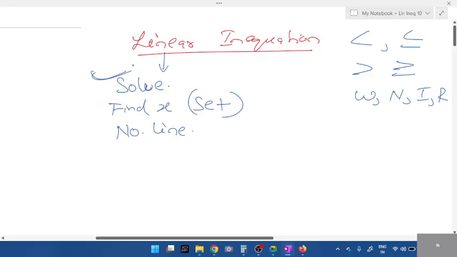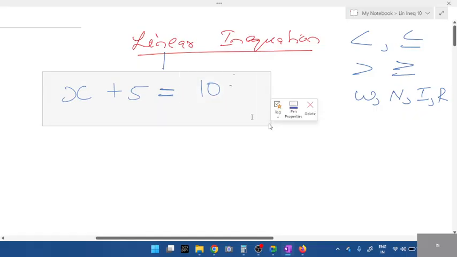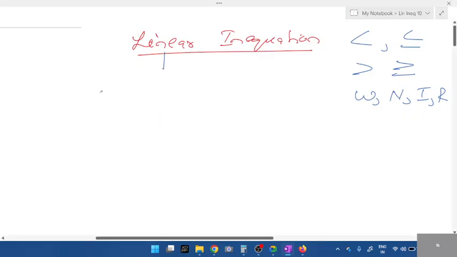The first thing is solve. How to solve a question. Let us start with that. If I write x plus 5 is equal to 10, this is an equation, students. And you all told me if plus 5 goes to the other side, it becomes minus. But when it comes to simple linear inequation, the concept is totally different.